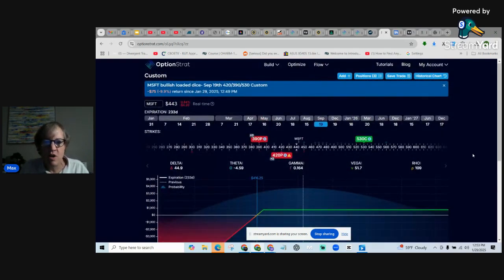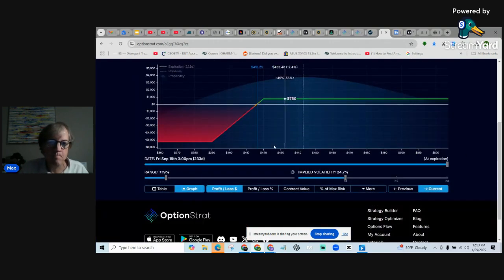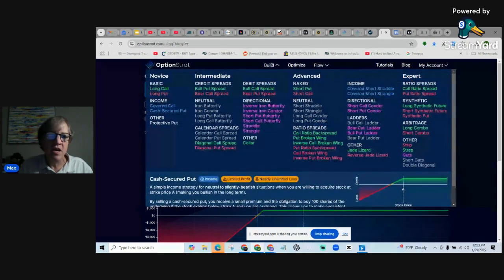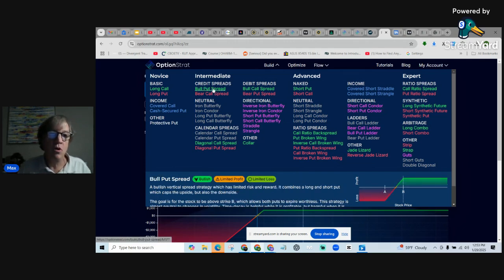Theoretically, we should be able to protect this with one put spread, and we're going to do the GPTY method. So right here, now this is totally different. We aren't looking for any income. We aren't trying to sell anything. This is different. Okay, so in this case, we're going to do a bull or a bear put spread.